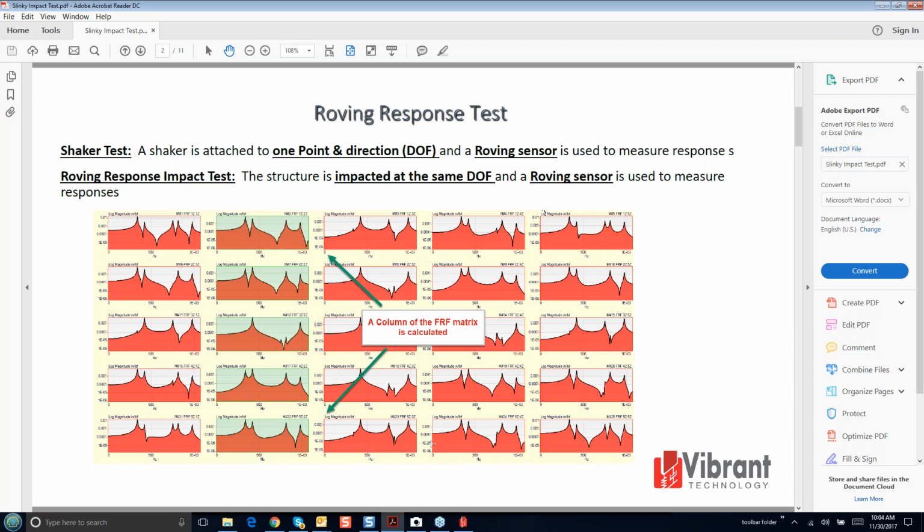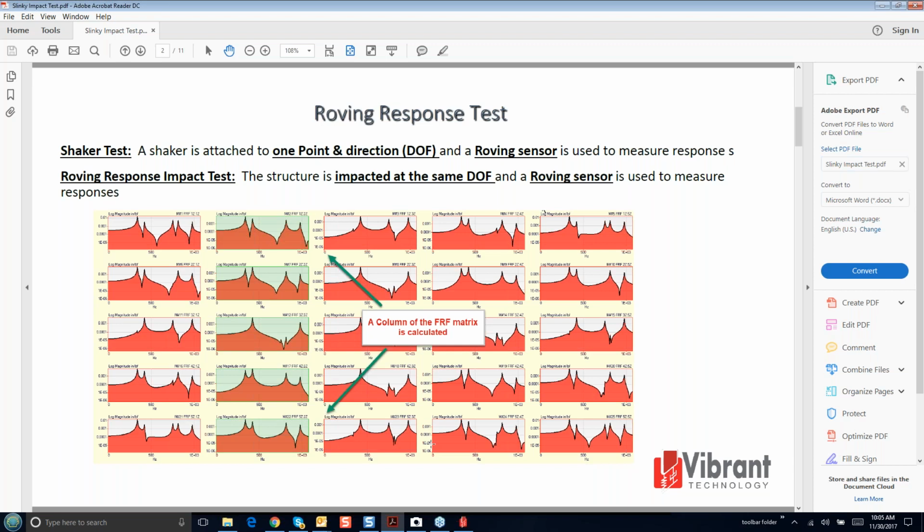There are two ways we can do a test. Here's the first one, a roving response test. Typically we do this with a shaker. The shaker is attached to the machine or the structure at one point in a direction. We call that a DOF, a degree of freedom, or a point in direction. Then we rove the sensor around. The sensor is typically an accelerometer, but it can be any type of sensor that measures response motion. The laser vibrometer is the one that comes to mind, or a photonic sensor. Those are non-contacting, sometimes very useful when we can't attach accelerometers to the surface. We're going to measure the surface vibration. We call that an ODS when we put a cursor in that data. What we're really measuring is the overall response of the structure.